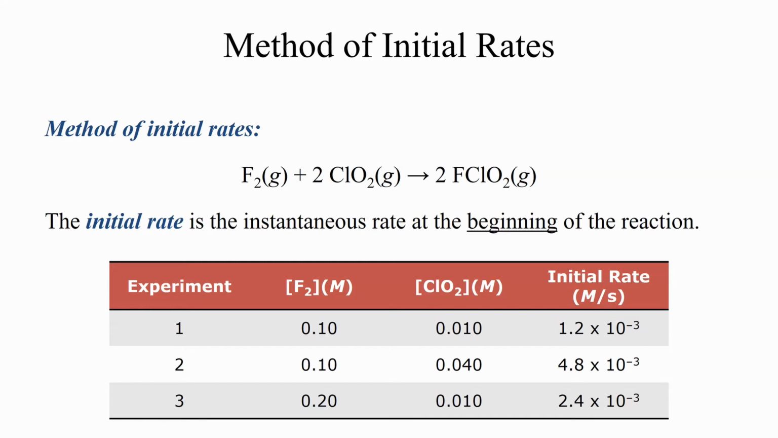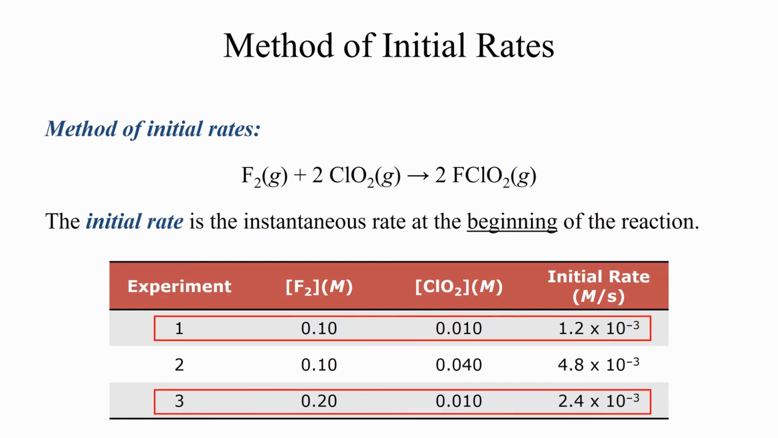Well, in any scientific experiment, you only want to change one thing and keep everything else consistent. So first off, we're all doing these at the same temperature. We don't even bother to mention that. We assume that's true. The other thing we do, in our first and third experiments, you notice that between those two, we doubled the concentration of fluorine, but we didn't do anything to the concentration of chlorine dioxide. And that's very important. If we want to find out what effect the concentration of fluorine has, we only want to change fluorine.